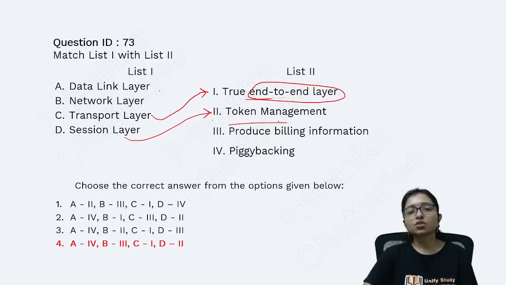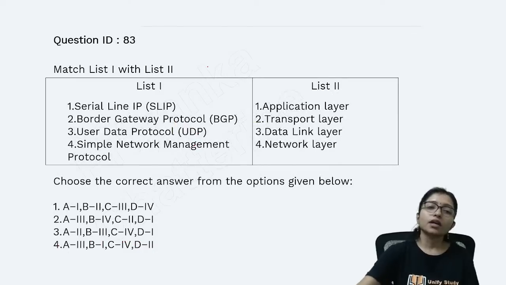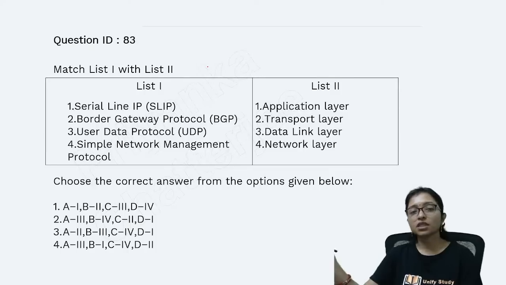Here next one is data link layer. In the data link layer, one of the protocols is piggybacking. Piggybacking is the protocol of data link layer. And in the network layer, you can see the billing information and all these are going on. So actually in the network layer, all these works are going on. Now tell me these protocols.